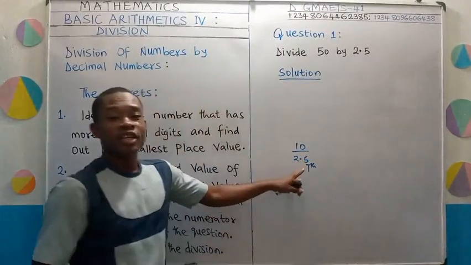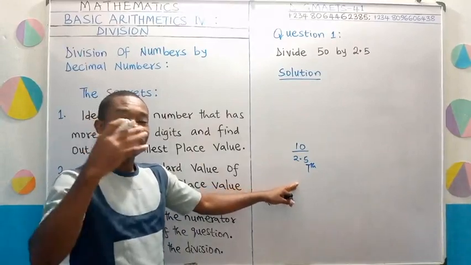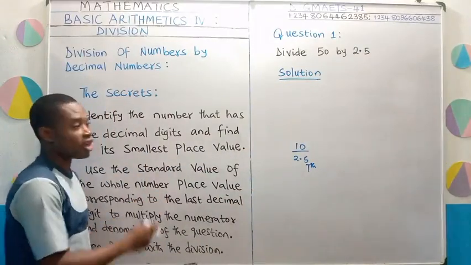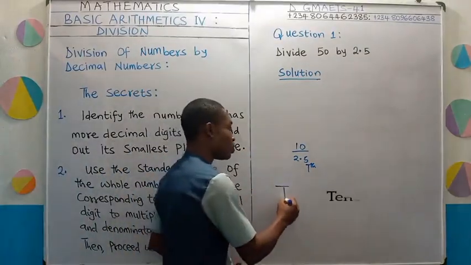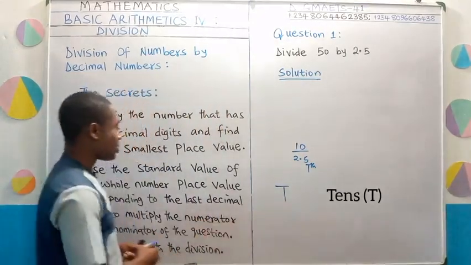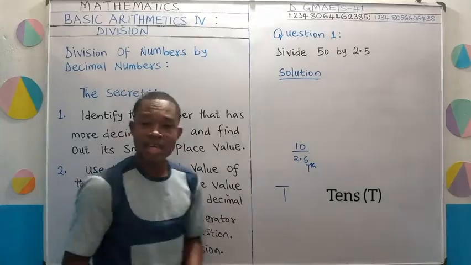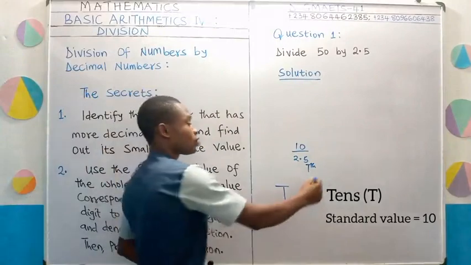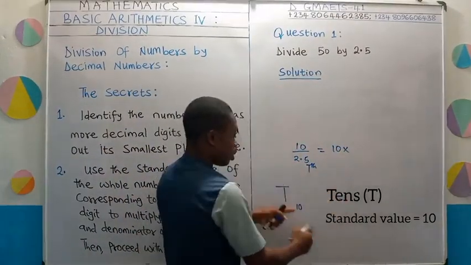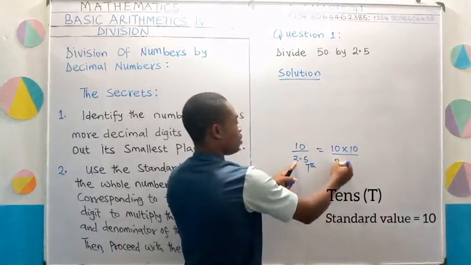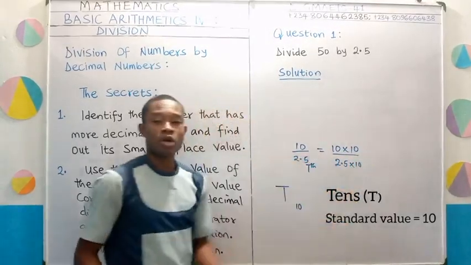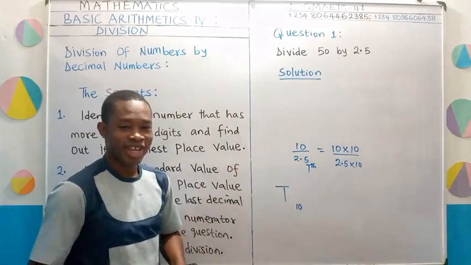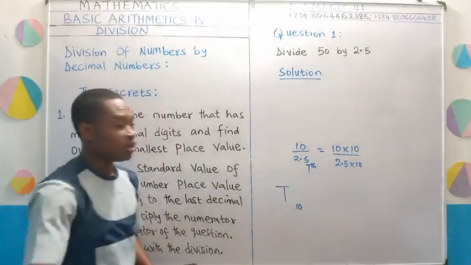Are you following, right? If you go to whole numbers, which place value in whole numbers sounds like this tenths? That's what I mean by corresponding place value. And in whole numbers, I think the place value that goes with it is tens. Then you now ask yourself, what is the standard value of that tens? The standard value of tens is 10. We've learned all of those in our previous class. So all you need to do is multiply the numerator by this standard value 10, and multiply the denominator by that standard value 10. Then once you multiply this, the value will be equal to 100 over 25. You can now start your division. Are you following, right? So it's really very simple.